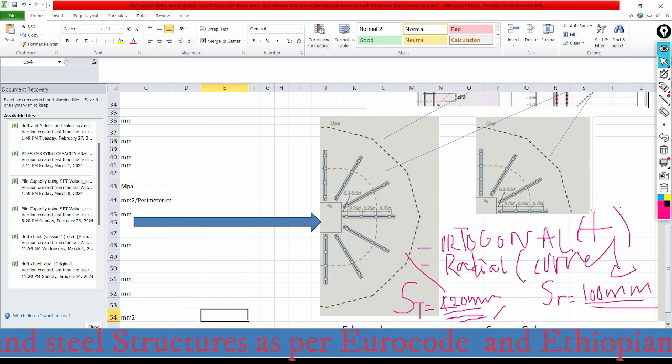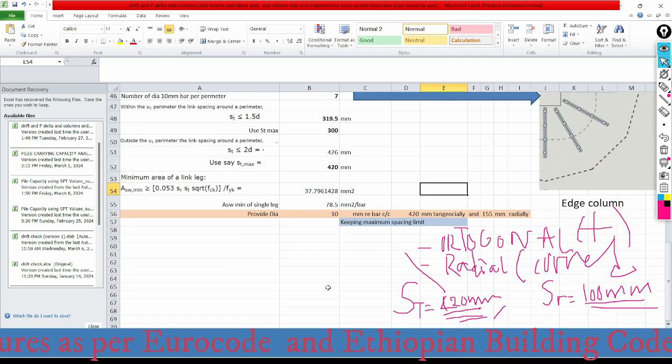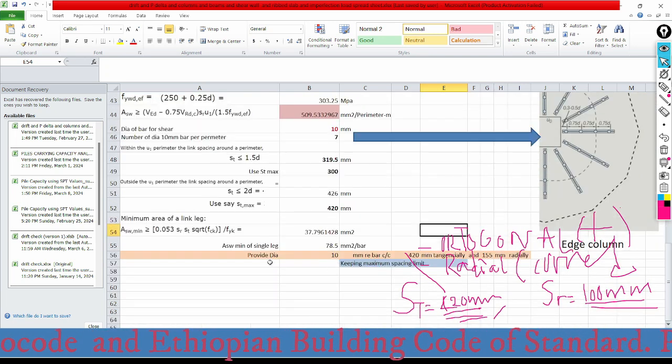So how many shear reinforcements are required here? Based on our calculation, that is 10 millimeter bars at 420 center to center. So how many shear reinforcement bars per parameter are required? Here it is 7. How does it come? The number of diameter 10 millimeter bars per parameter is 7.